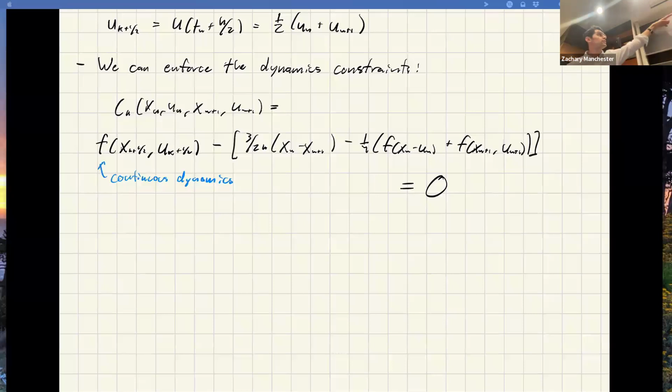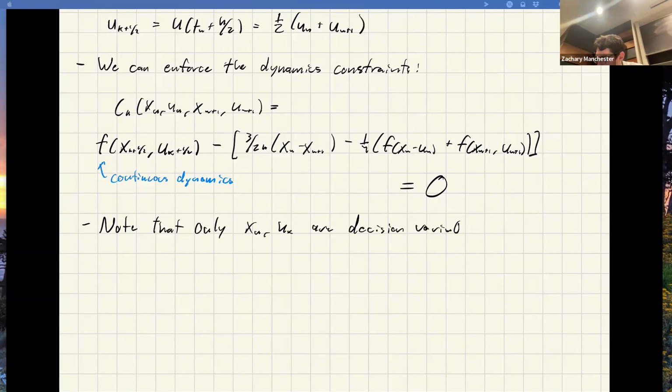Make sense? So I wrote this in terms of x_{k+1/2}, u_{k+1/2}. In practice, when you implement it, the x_{k+1/2}, u_{k+1/2} collocation values are not decision variables. They're calculated implicitly, inside this constraint function, from the x_k's and u_k's. So I can always evaluate those things and plug them in here, but they're not optimization variables. So that's important. Note that only the x_k's and u_k's are decision variables, not the half values.